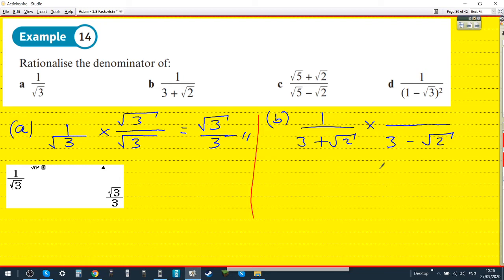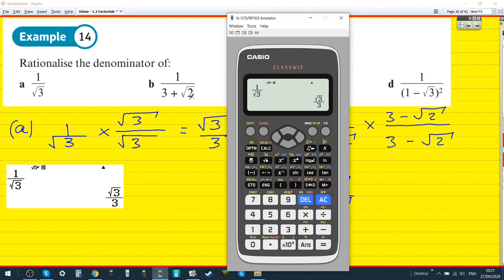So what do you get there? And you can use the calculator. 3 plus 2 root 2. How about up the top? That'll be 1 times 3 minus root 2. Very good. That'd be just 3 minus root 2. We've eaten our vegetables. So, calculator.